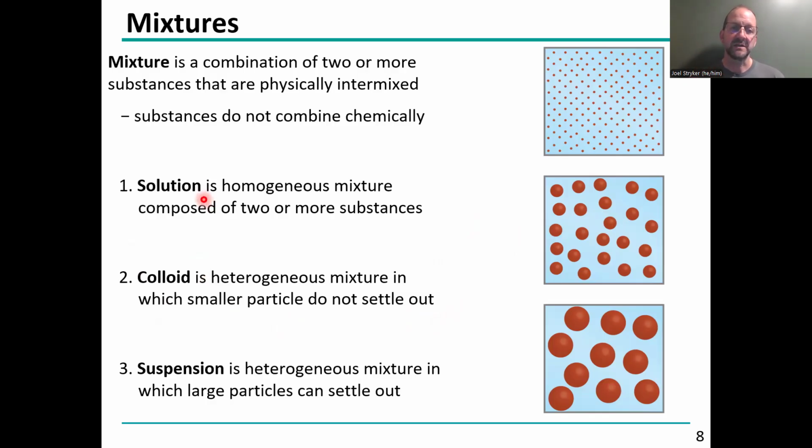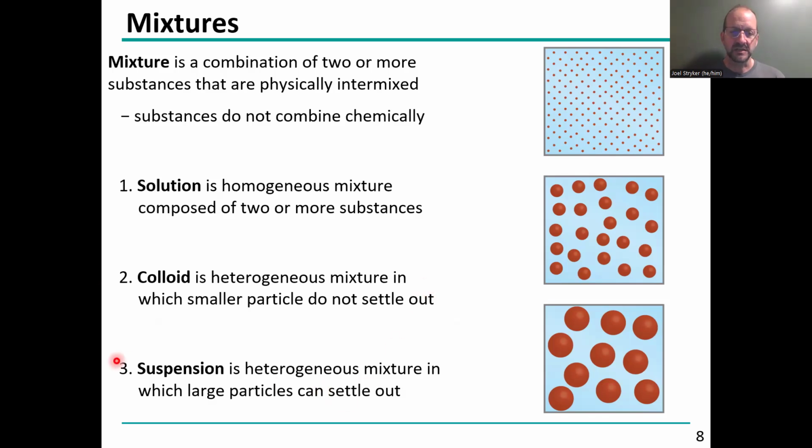Whereas a solution is often transparent because the molecules are fully mixed in, and so they aren't interfering with light coming through. They may change a color depending on what it is, but it's not going to make it opaque. It'll still be transparent in a solution. Colloids are typically opaque, like milk.